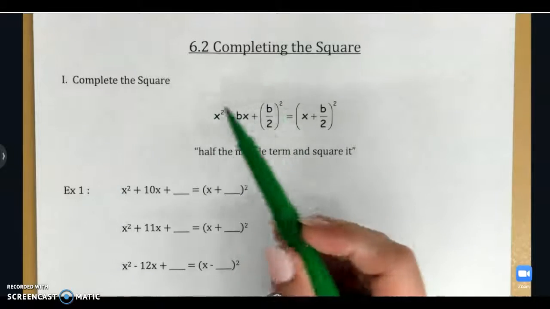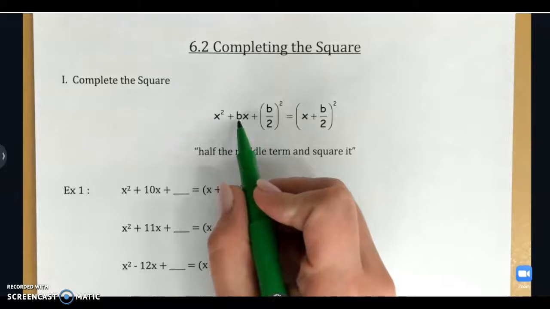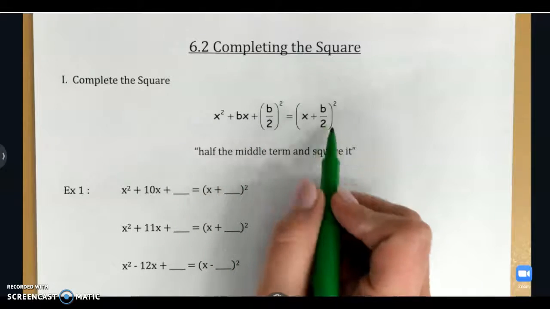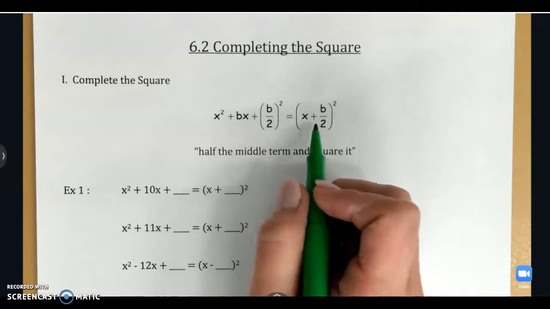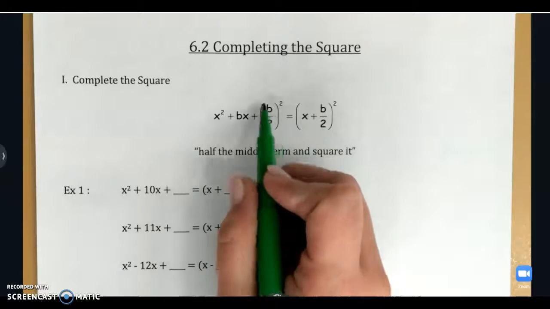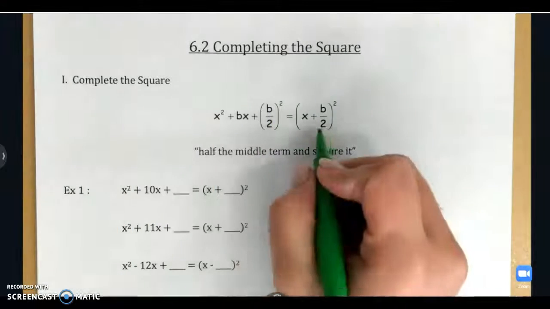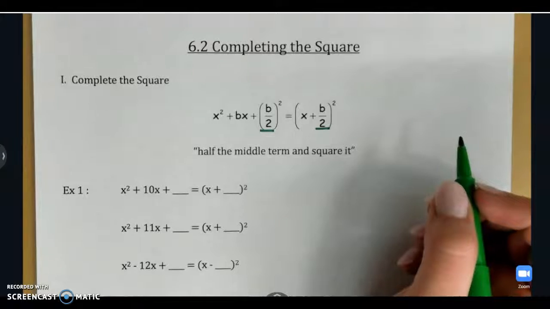The way we identify what that's going to be is, if this is my trinomial, first I'm going to look at the coefficient on my middle term, and we call that b. Half of b is going to be what goes inside of my squared binomial. So x plus half of b. And then that half of b squared is the third term in our trinomial. So these are the two things that we identify to determine what our perfect square trinomial is going to be.